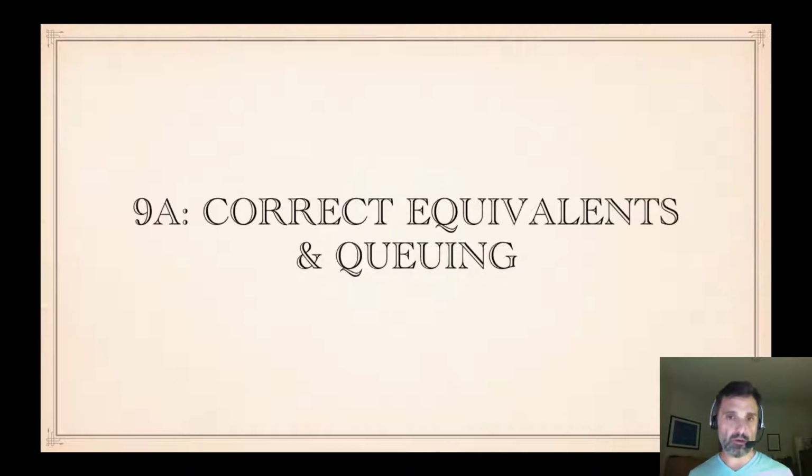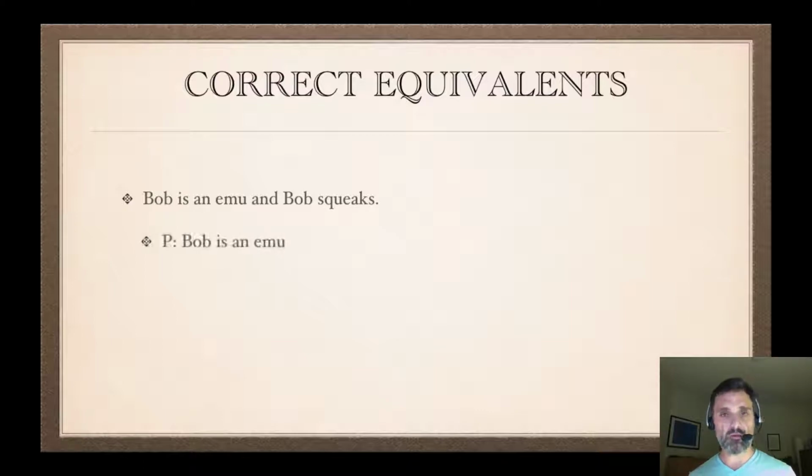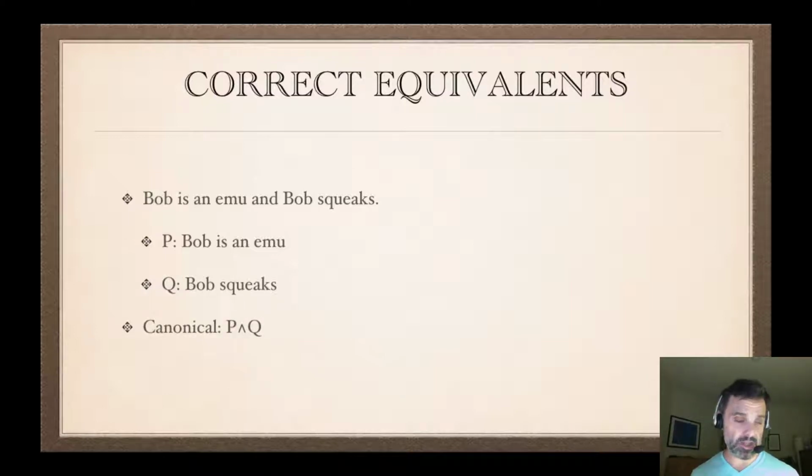So in this video, I'm just going to talk about two brief topics: correct equivalence, which has to do with the symbolization module, and queuing, which has to do with the derivation module. So correct equivalence. We have the sentence "Bob is an emu and Bob squeaks," and we say P will be "Bob is an emu," Q will be "Bob squeaks." So we could symbolize this as P wedge Q, and that's the best symbolization possible.